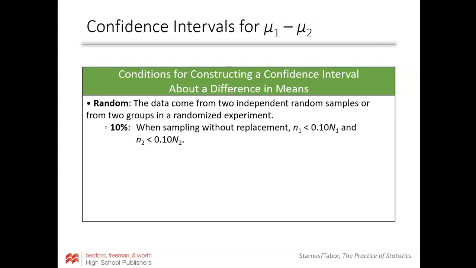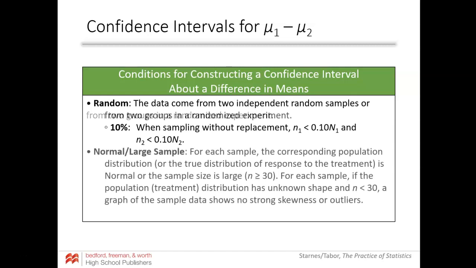We have seen examples in the past where replacement was not an issue because of the nature of the setup, but if you do have to check the 10% condition, it's what it always is. And then remember, we're working with means today, so we're not doing the large counts condition, we are doing the large sample or the normal check to see if we can use the t procedures. So if each sample is 30 or larger, that would make this good to go to use the t procedure.